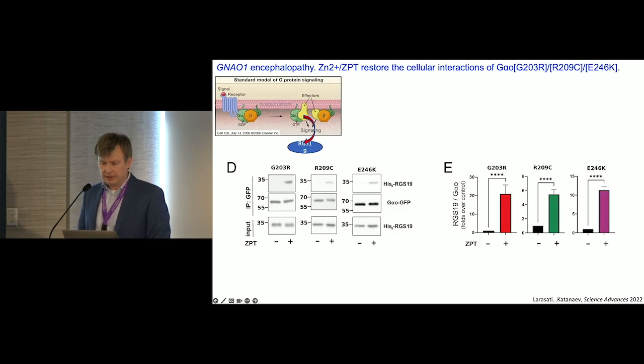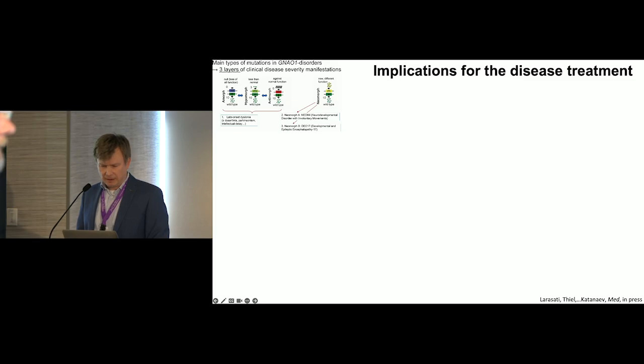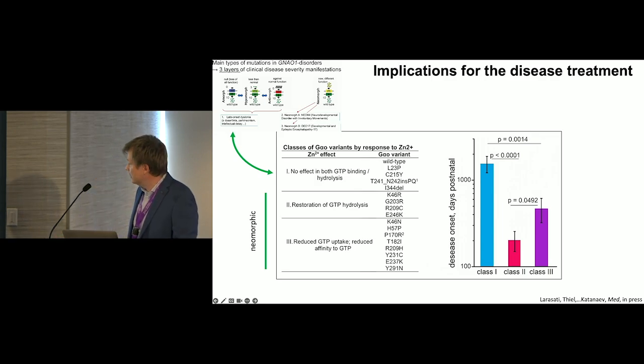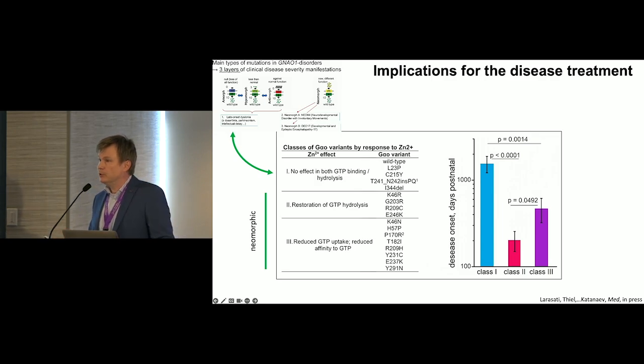The cell interactions are restored by the zinc. The implications for the disease treatment: in a very recent paper, which is now in press, together with Moritz, he will talk more about it because this is the first in-human zinc trial. We have studied the panel of GNAO1 mutants, and we show that they actually fall into at least 3 different classes in terms of their biochemical responsiveness to zinc.